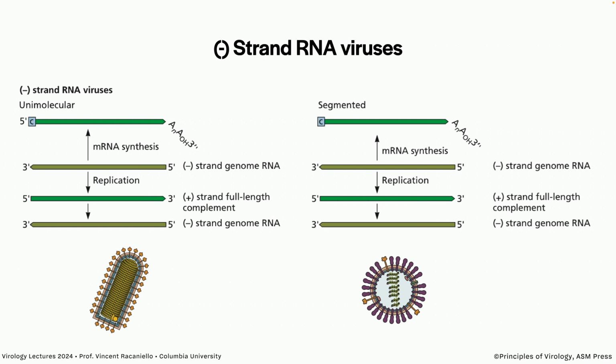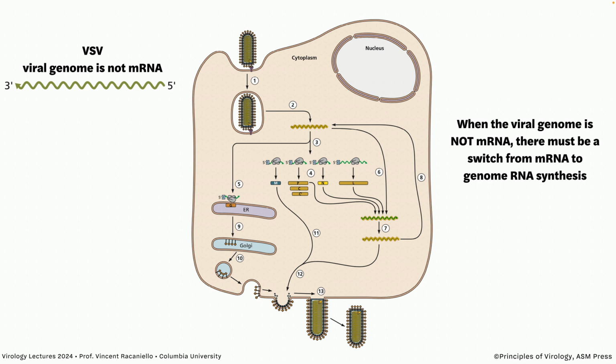Minus strand RNA viruses, here the problem is you cannot be translated, so you have to have the polymerase in the particle. So here the negative strand RNA is shown in the darker green. We're going to talk about viruses with one RNA, unimolecular like VSV, and we're going to talk about viruses with segmented genomes like influenza virus on the right. In both cases, the strategy is that the negative strand RNA comes in with the particle with a polymerase. And then it is either copied to form mRNAs or it is copied to form full-length minus strand genomes to make new particles with.